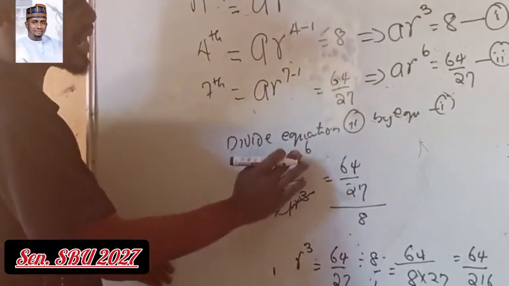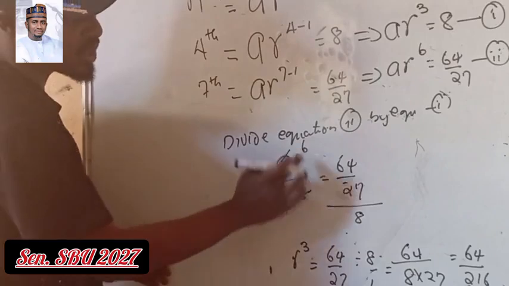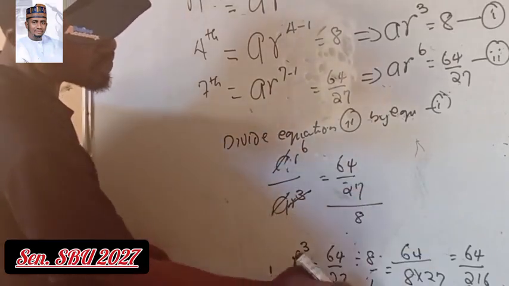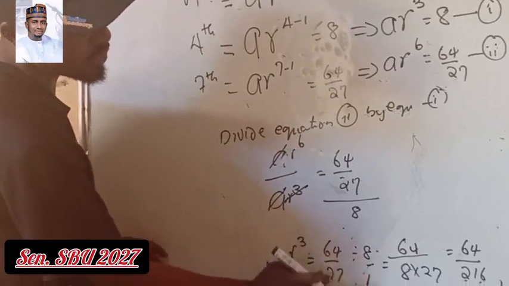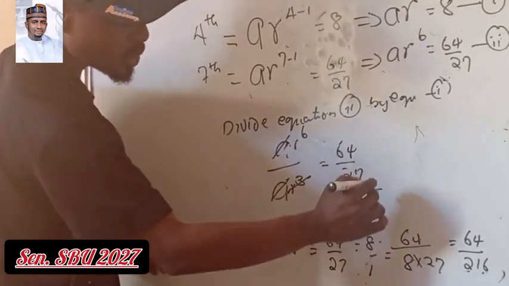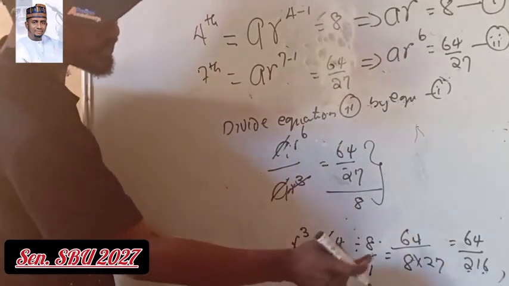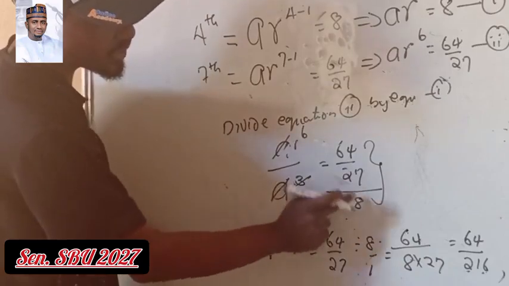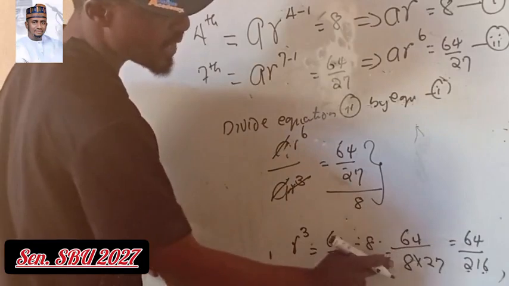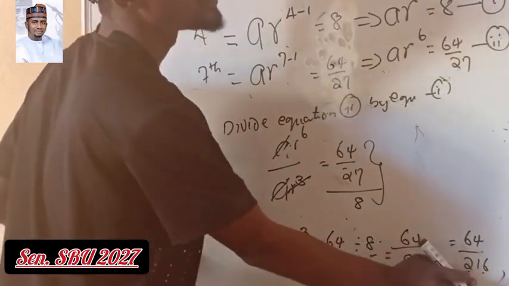r^6 divided by r^3 is equivalent to r^(6-3), which is now r^3. This 64/27 is equivalent to 64/27 divided by 8/1. If you introduce the knowledge of flipping, you are going to have 27 times 8. Therefore, we are going to have 64 divided by 8 times 27. 8 times 27 is 216.